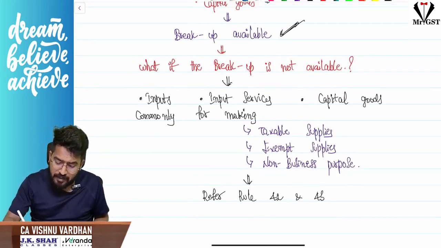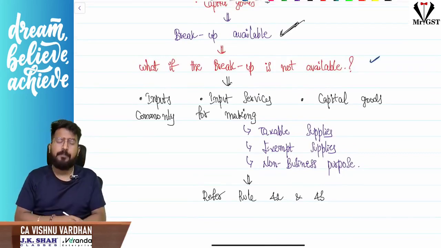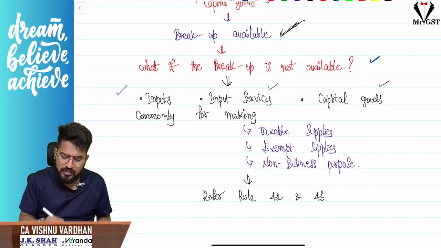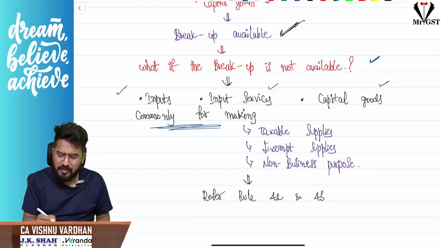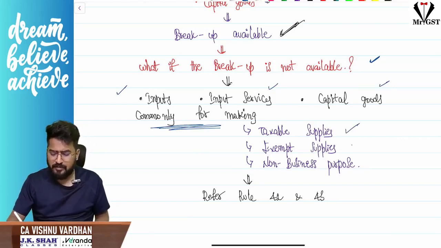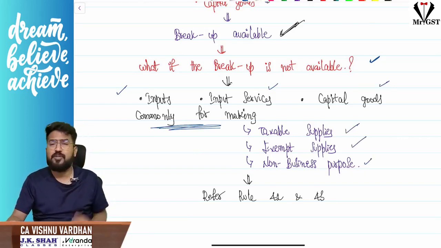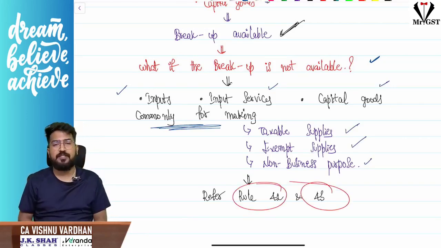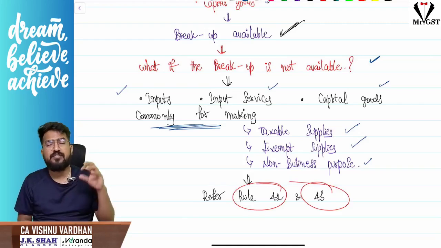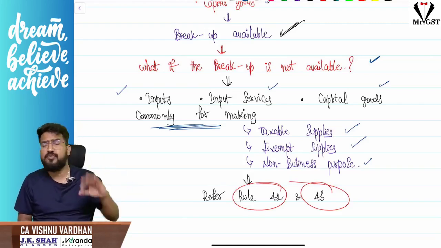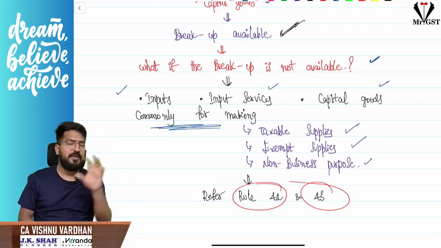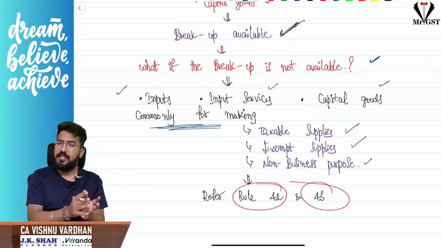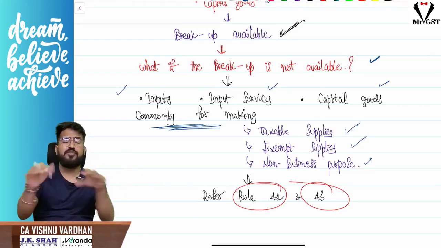What if the breakup is not available? Sir, with respect to inputs, input services, capital goods, we are buying them commonly and using them commonly for taxable supplies, exempt supplies, non-business purpose, all this stuff. There only rule 42 and 43 will come into the picture. Rule 42 deals with common purchases, inputs and input services used for making both taxable supplies and exempt supplies. And rule 43 talks about buying capital goods and using them for both taxable purpose and exempt purpose.